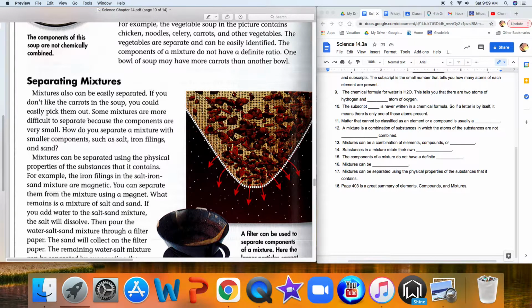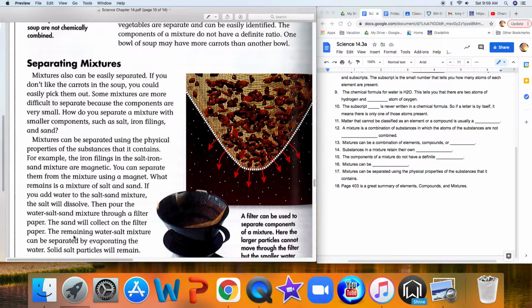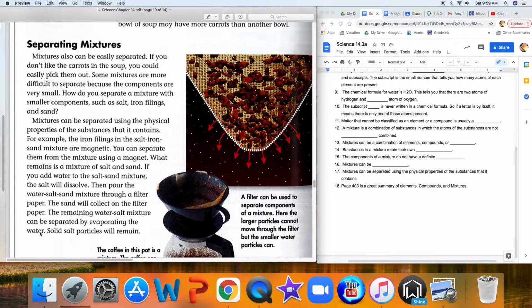So I grab my big pile of mixture here of sand, salt, iron, run a magnet over it, whoop, pulls all the iron out of it. Now what remains is just salt and sand. Now if I add water to the sand salt mixture, the salt will dissolve in the water. Then I'm going to pour that water, salt, sand mixture through filter paper. The sand will collect on the filter paper. Sweet. So now all I have left is a salty water mixture. And all I have to do is evaporate all the water off over some hot kettle and the salt will remain.